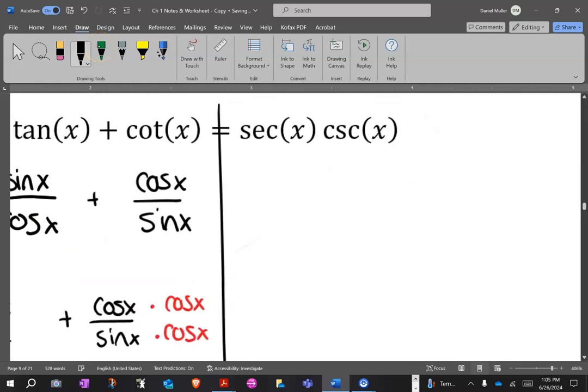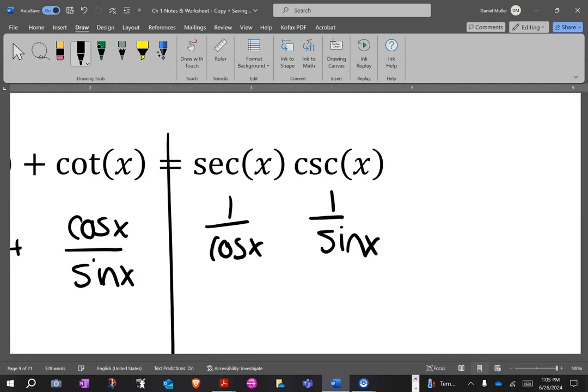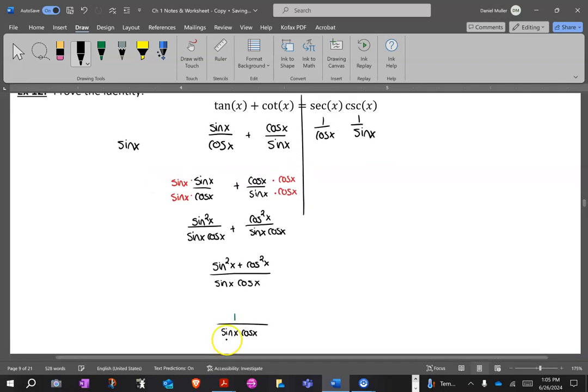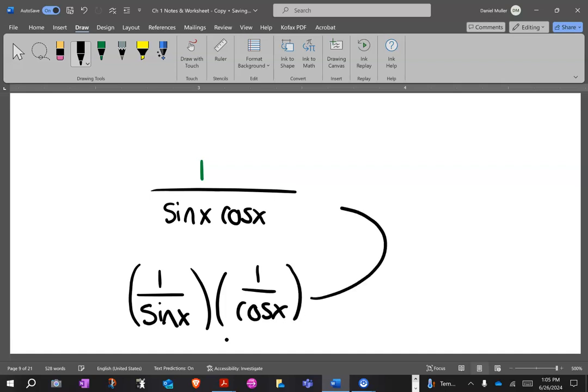Right? Sometimes it's good to look back at the other side and be like, oh, how do I get there? Well, this is just a 1 over cos, and this is just a 1 over sine. So I see the cos and sine on the bottom, but there's two 1s, and there's only a single 1. So if I wanted to, I could split this up to a 1 over sine and a 1 over cos. And that's a sneaky move. So I've got a 1 over sine times a 1 over cos. And you know that works because if you multiplied, you would get this back.